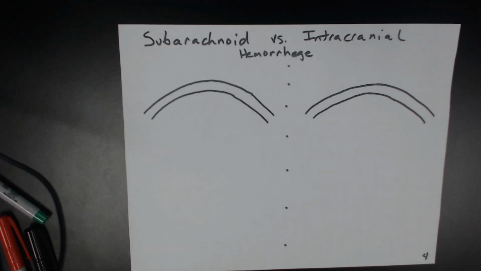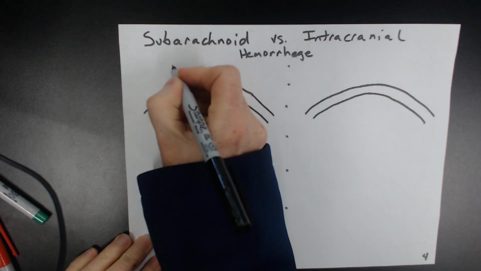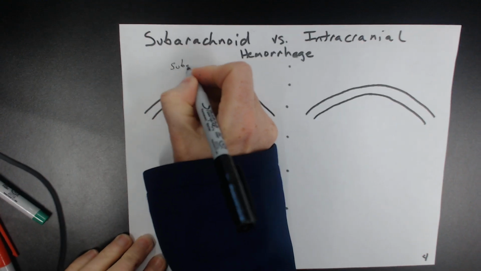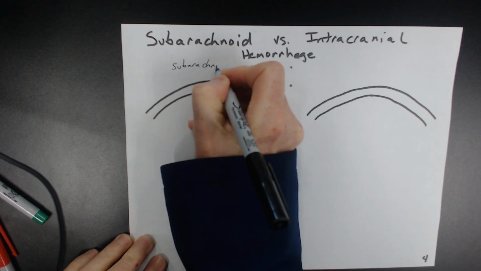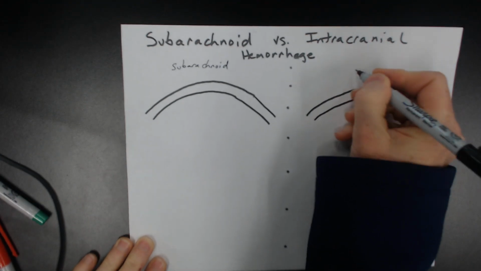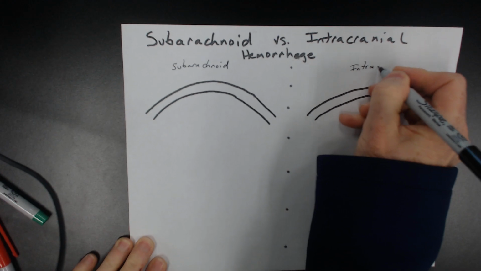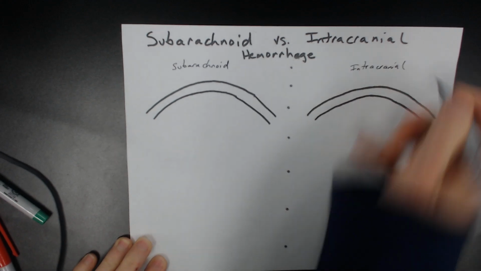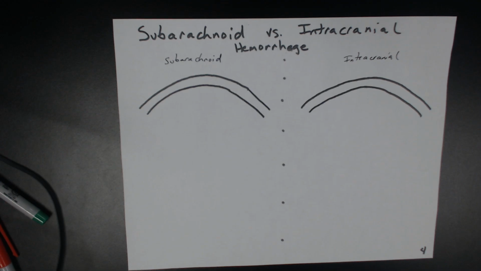And on the left-hand side of the page, I'm going to represent the subarachnoid hemorrhage. And on the right-hand side, I'm going to represent the intracranial hemorrhage. Okay. Another pair. Another two we can compare. So hopefully this is becoming rote at this point.